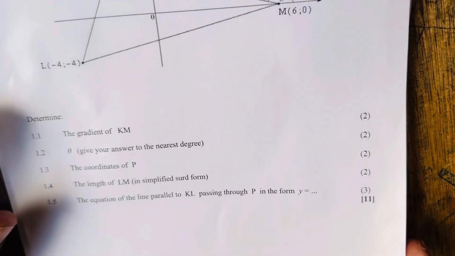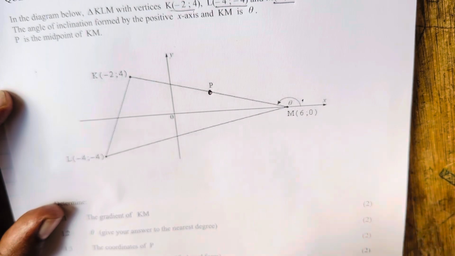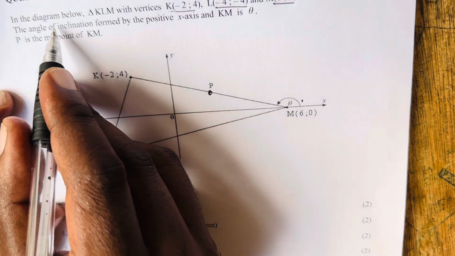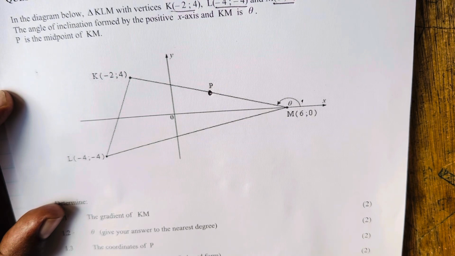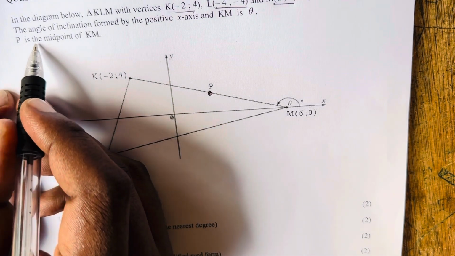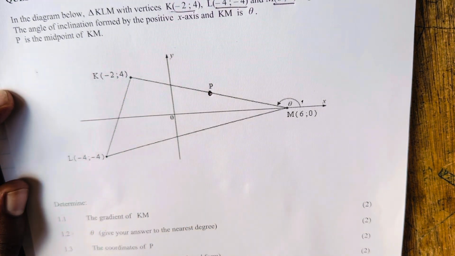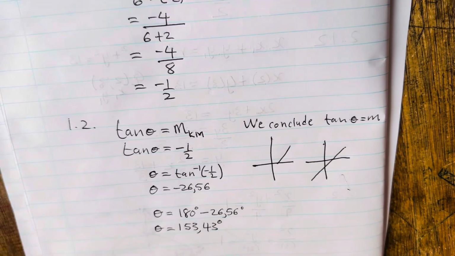When we talk about the coordinates of P, we're talking about this midpoint. Remember, we are told here that the angle of inclination is formed there, and in the diagram below, triangle KLM with vertices K, -2 and the given angle. Then we are told that P is the midpoint of KM. So that is why we are going to use the midpoint formula to determine the coordinates of that midpoint.